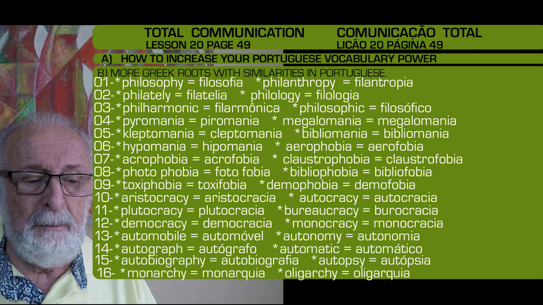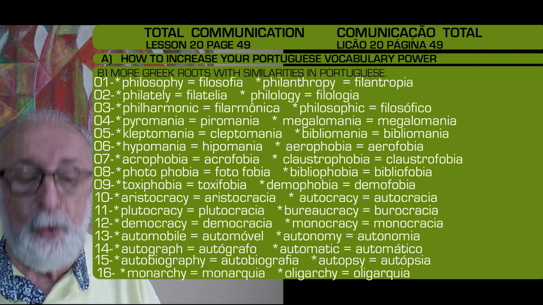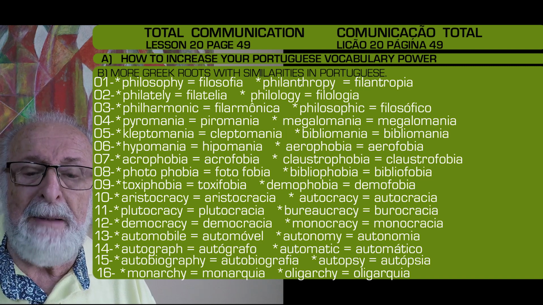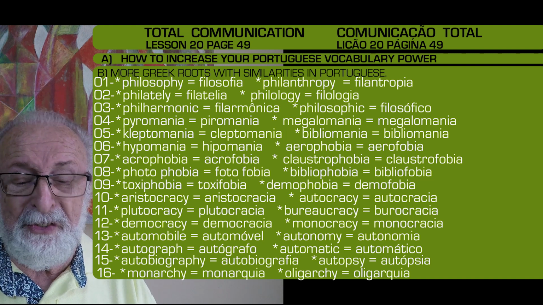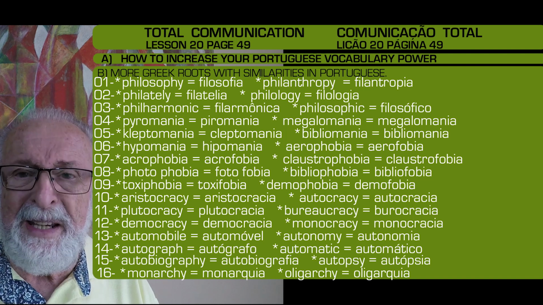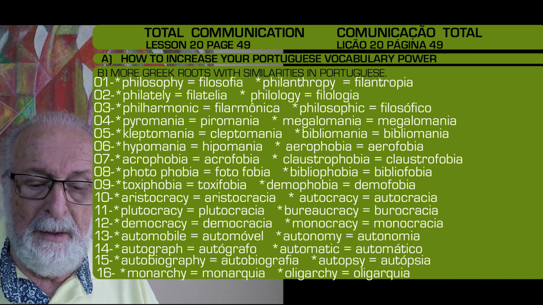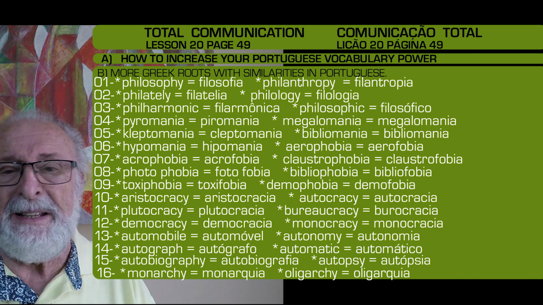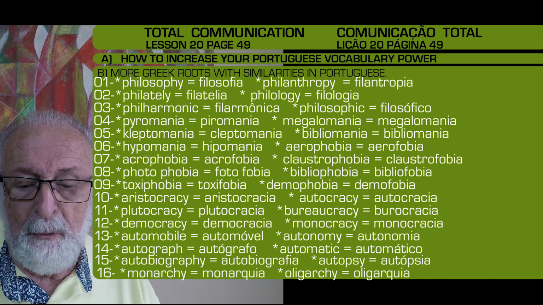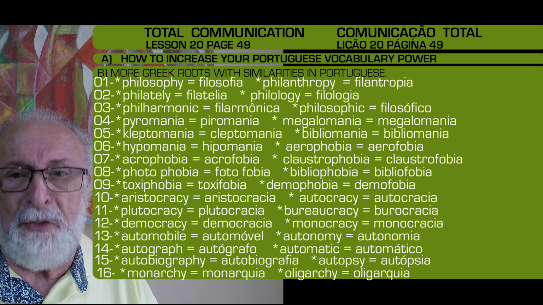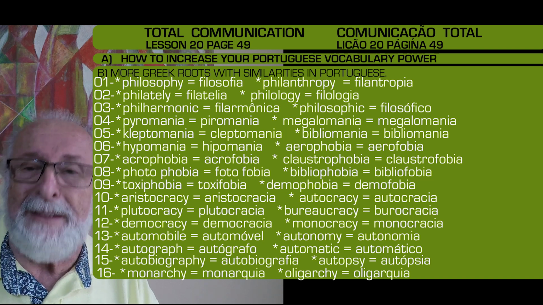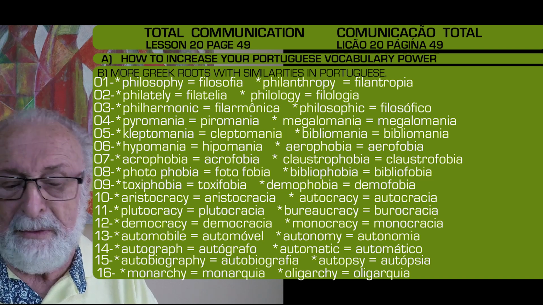Plutocracy in line 11. Plutocracia. In the same line, we have bureaucracy. Bureaucracy is burocracia. Okay, the cracy at the end is Greek. But in that word, bureau means office in French. It's something hybrid, a mixture of Latin and Greek: a Latin part with a Greek root. Okay?